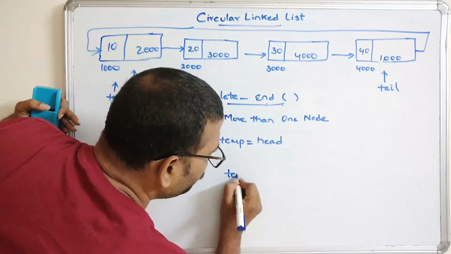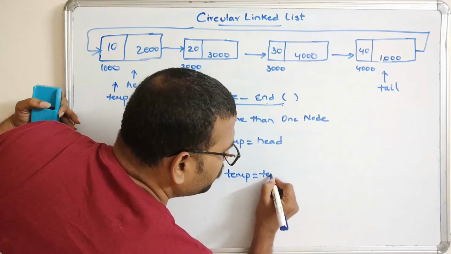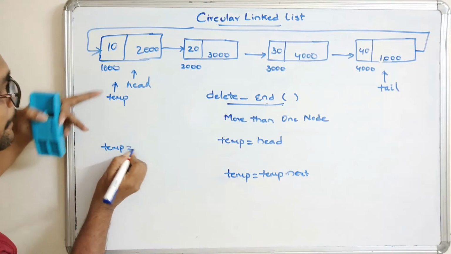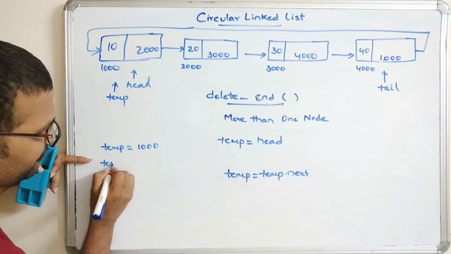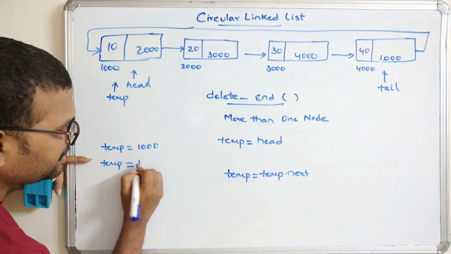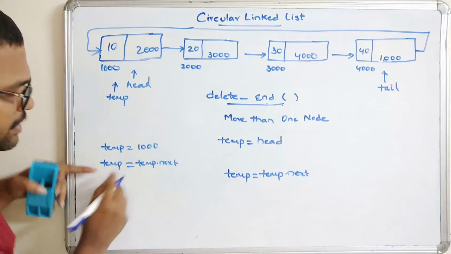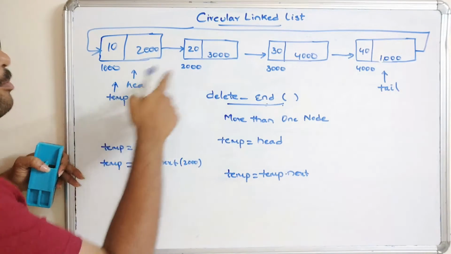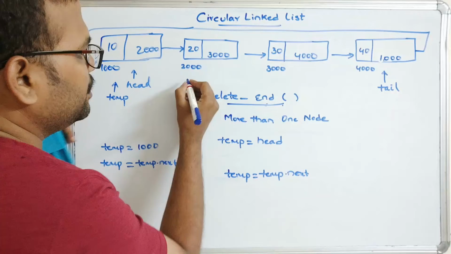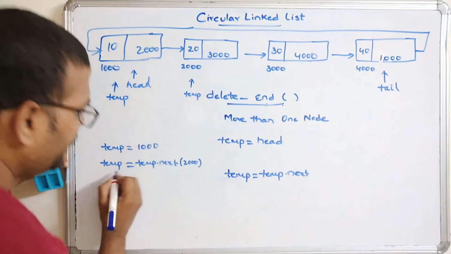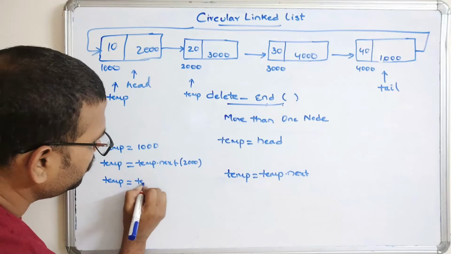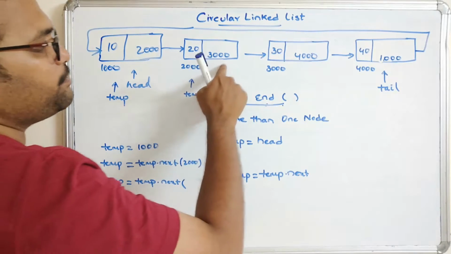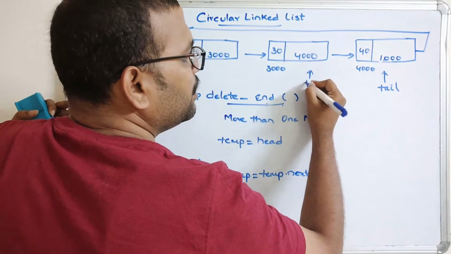So we can simply move with an instruction temp is equal to temp dot next. So in the first iteration, the temp value will be 1000. In the next iteration, temp is equal to temp dot next. So what is the temp dot next? Temp dot next is 2000. So here it will be 2000. Now the temp will be pointing towards 2000. Next, again, temp is equal to temp dot next. Now temp is 2000, temp dot next means 3000. So now the temp will be at 3000.